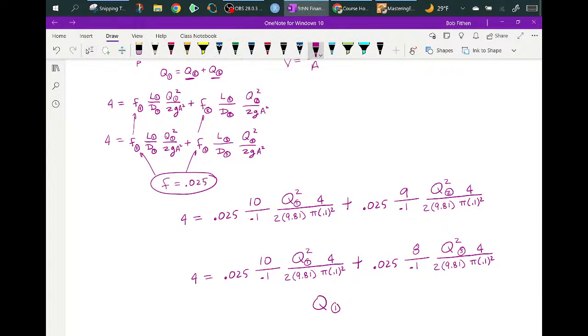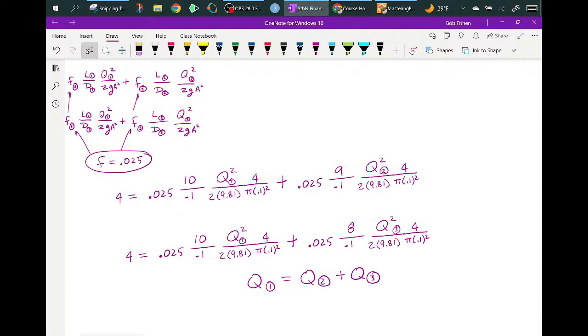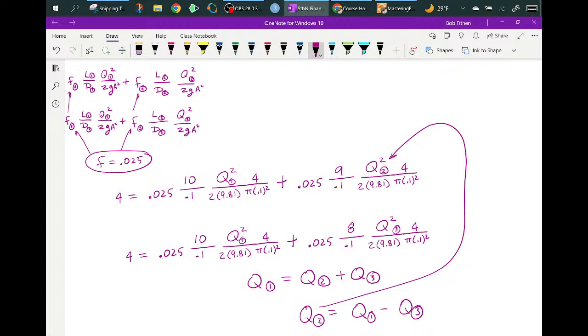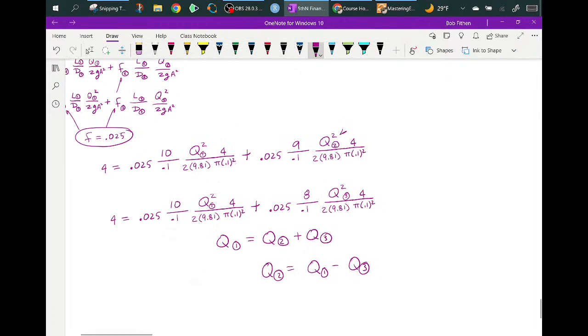So now Q1 back to the original is equal to Q2 plus Q3, which means I can do one of two things here. I don't know which of the two we want to do, but I can do this: Q2 is equal to Q1 minus Q3, and I can take that and put it in right here. If I did that, here's what I would see.